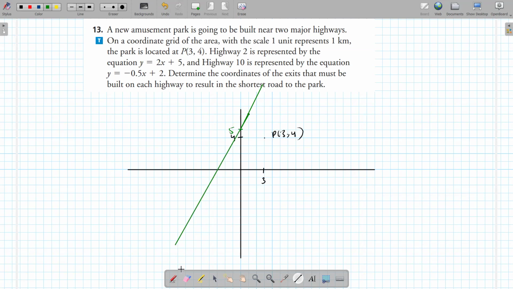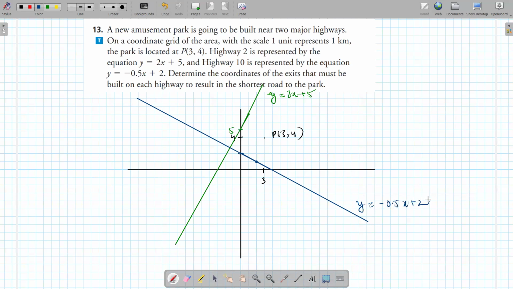Something like that. So the equation on this line is 2x plus 5, and highway 10 is represented by negative 0.5x plus 2. So we start at 2, and for every 1 unit we go down, we go 2 units across. Something like that. And the blue one is y equals negative 0.5x plus 2. All right.